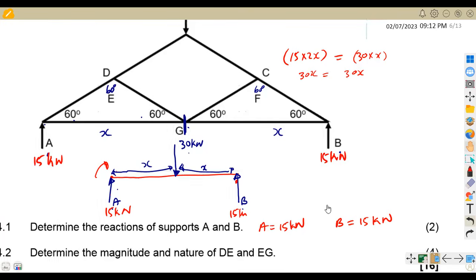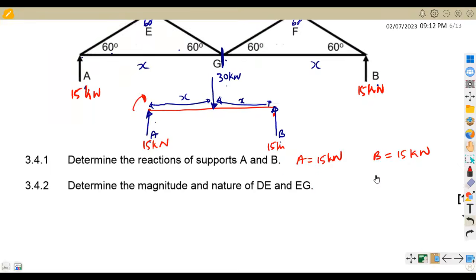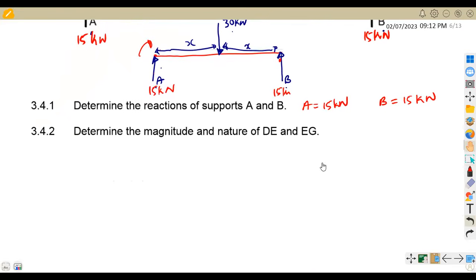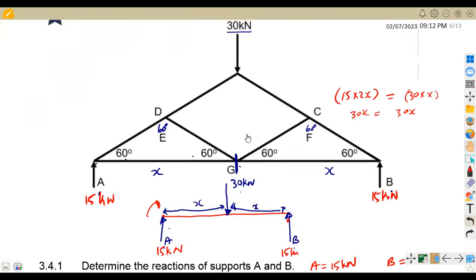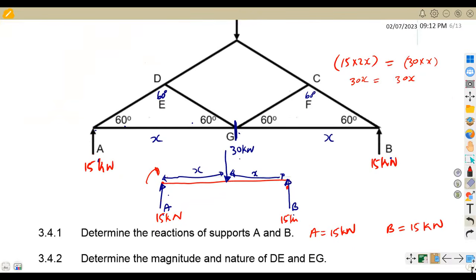All right. So from there, we are now given on 3.4.2 to determine the magnitude and nature of DE and EG. Okay, so let's see, we've got DE. This is where we have our DE. I just want you to see here.